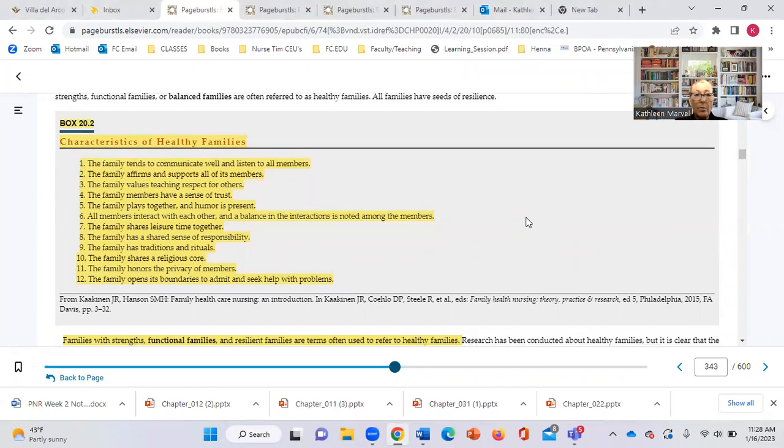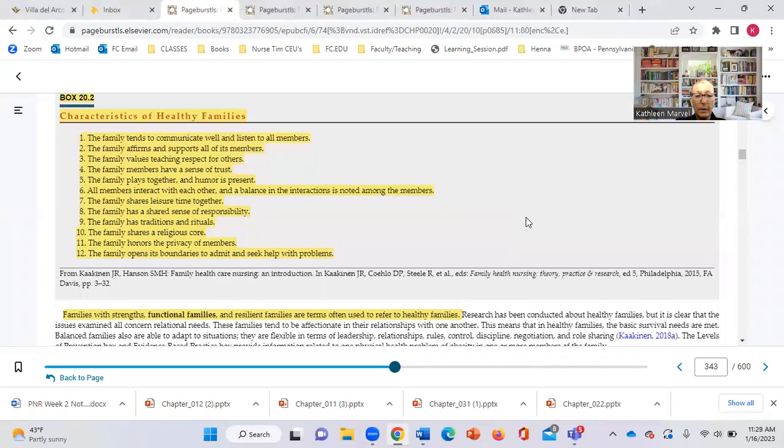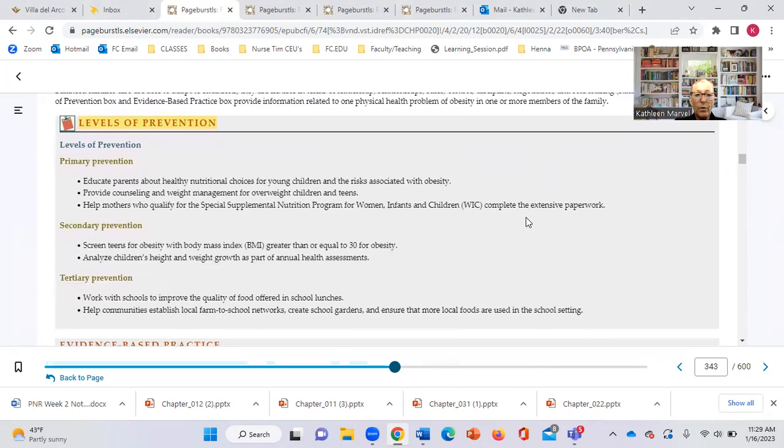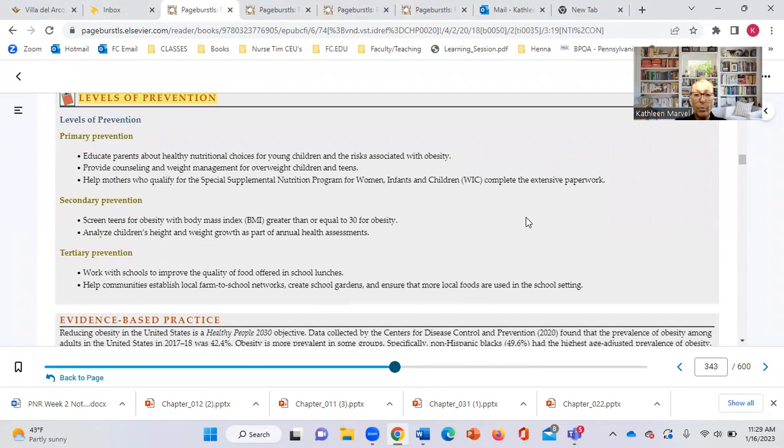Family tends to communicate well and listen to all the members. They affirm support for all its members. They have a trust for each other. They play together. Humor is present. Okay, so have a look at that because you will be asked about what constitutes a healthy family. What are the characteristics? All right, we know that families with strengths, functional families, and resilient families oftentimes are referred to as healthy families.